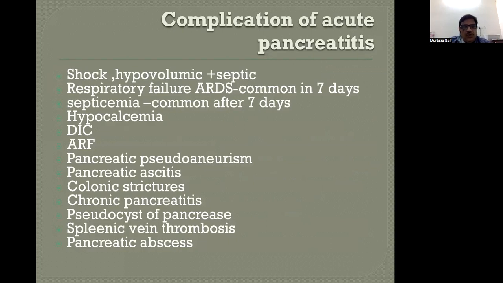One is shock: hypovolemic shock mainly at first, then plus septicemic, so the patient has hypovolemic as well as septicemic shock. Respiratory failure, that is ARDS, is common within 7 days. Septicemia is common after 7 days. Hypocalcemia also occurs. Others are disseminated intravascular coagulation, acute renal failure, pancreatic pseudoaneurysm, pancreatic ascites, colonic stricture, chronic pancreatitis, pseudocyst of pancreas, splenic vein thrombosis, and pancreatic abscess. These are all complications of acute pancreatitis.